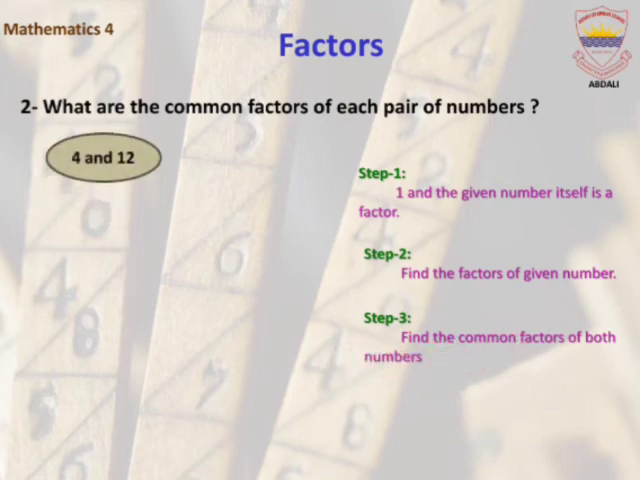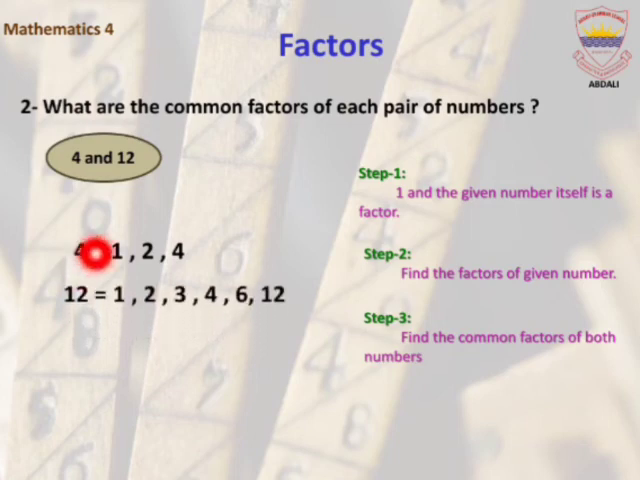Here our numbers are 4 and 12. First of all, we find the factors of 4. Factors of 4 are 1, 2 and 4. Now we find the factors of 12. Factors of 12 are 1, 2, 3, 4, 6 and 12.